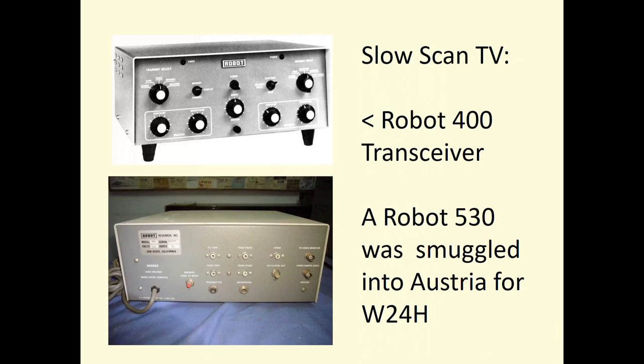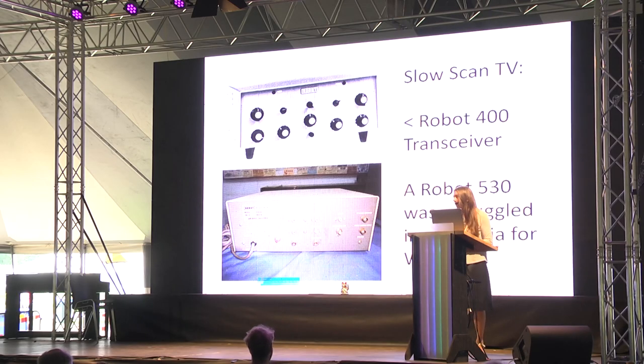And so we have the Robot 400. In the performance, they used the Robot 530. These were transceivers, as you call them. And at that time, these things were illegal. They were illegal in Austria, where the heart of the performance was. So it was smuggled into the country with the luggage of a diplomat.